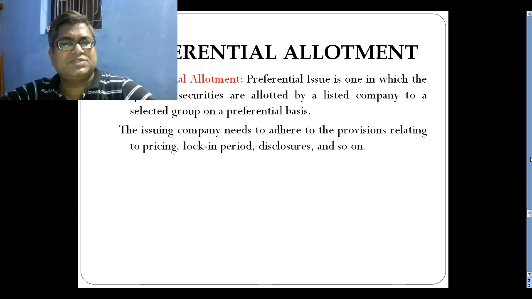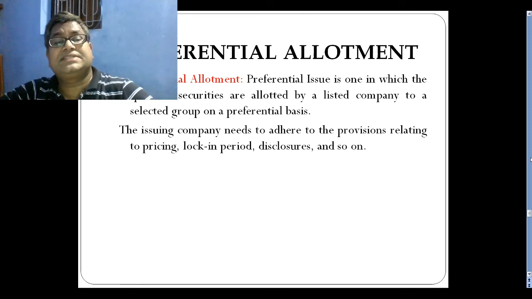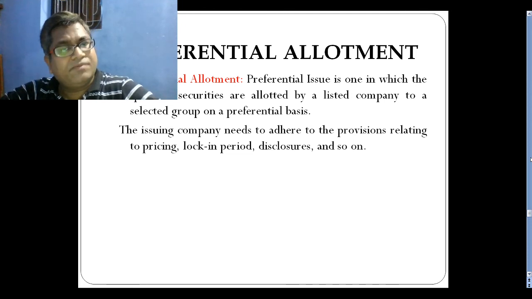In preferential allotments, the listed companies can give preference to some specified or selected groups, or a selected pricing method is used, a locking period is applied, disclosure is done, and specific purposes are specified on which preferential allotment can be made. That is called another way of raising funds.